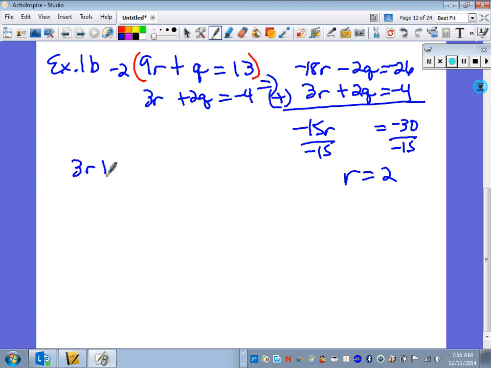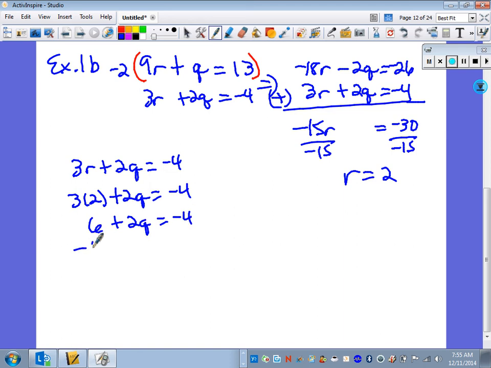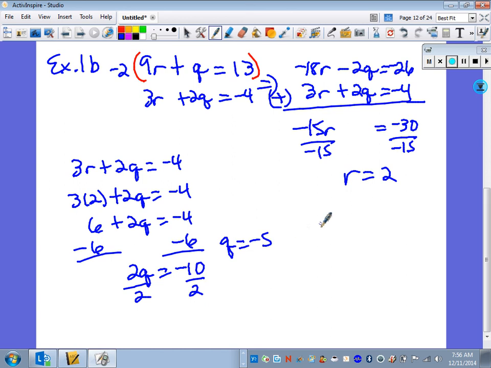Now I'm going to use this one to substitute back in because the numbers are smaller. So 3r plus 2q equals negative 4. 3 times 2 plus 2q equals negative 4. So 6 plus 2q equals negative 4. I'm going to subtract 6 from both sides. So 2q equals negative 10. Divide by 2. Q is negative 5.